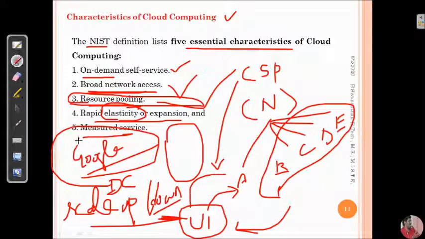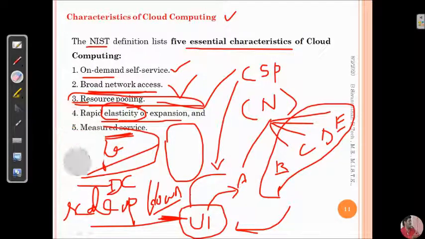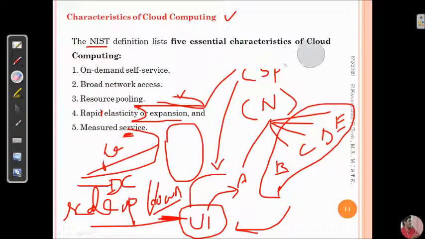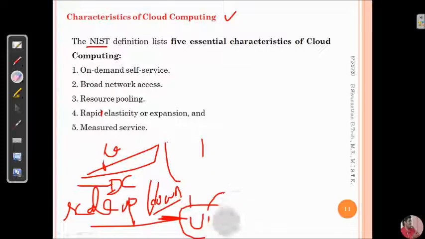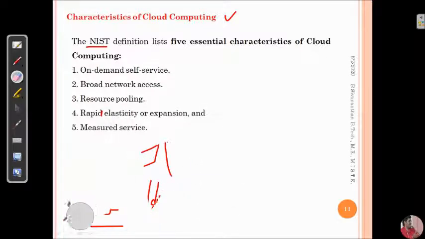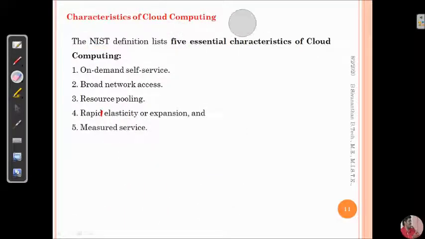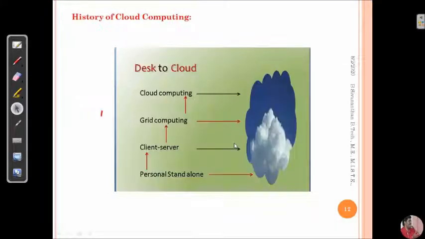And the last one is measured services, which means that based on the usage by the particular customer, the amount will be calculated. So these are the main characteristics of cloud computing, which are defined by NIST. As you all know, what is NIST? National Institute of Science and Technology. Fine.